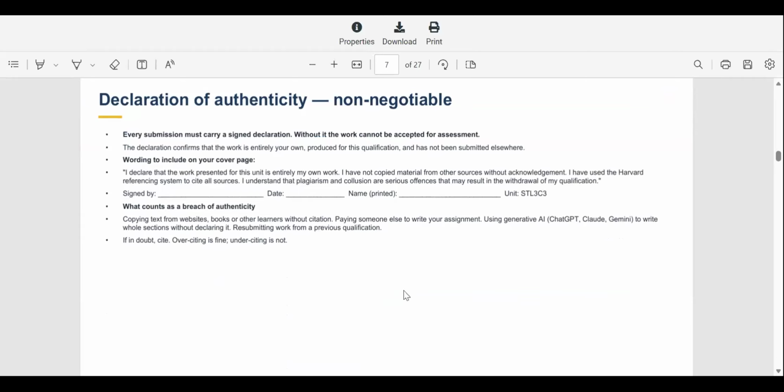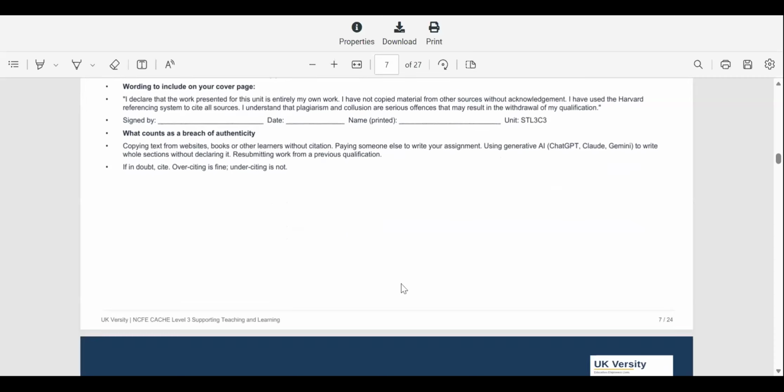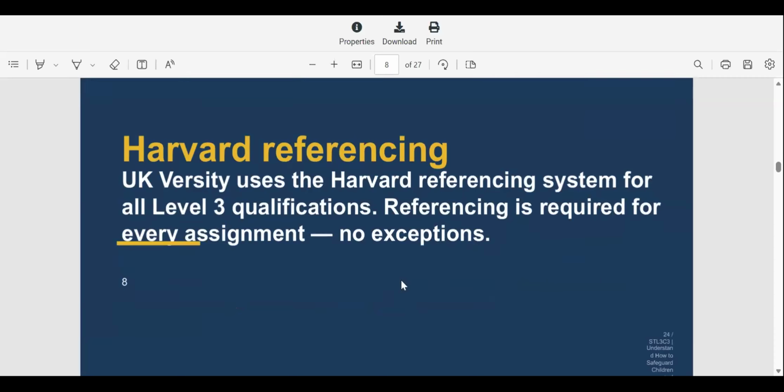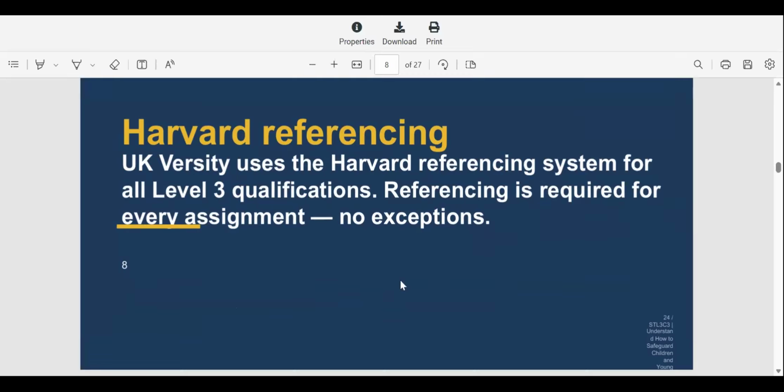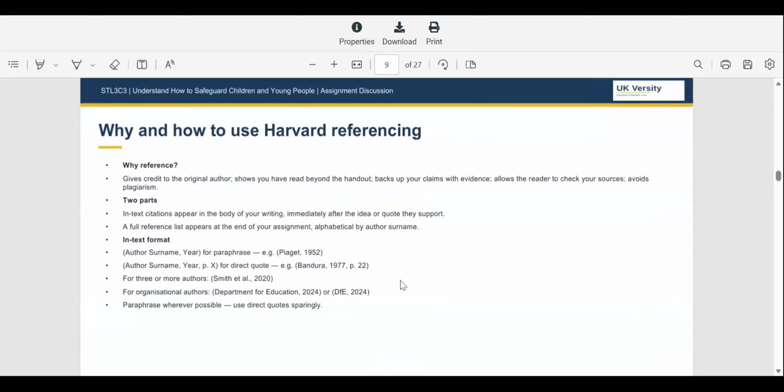You've not copied, you've not plagiarized, you've not used AI, and it is all your work, and that you have referenced everything properly. This has to be submitted with all assignments, and it's non-negotiable. Harvard referencing is the one that is used at UK Varsity, and here is how you would reference using Harvard references. For example, it gives credit to the author.